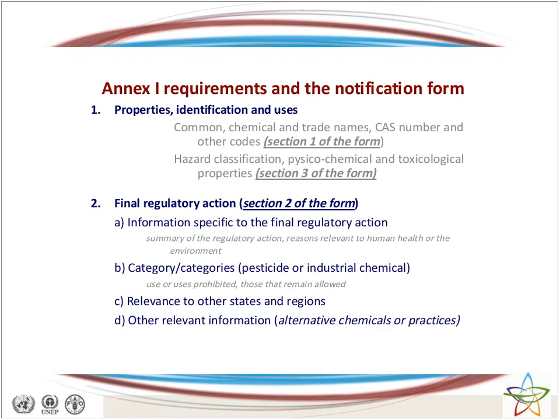And then the category or the categories, so a chemical can be a pesticide or an industrial chemical, the relevance to other states and regions, and other relevant information. In particular, alternative chemicals or practices. And this is also very important. It will be reflected later on if the chemical is listed in the DGD, in the decision guidance document.